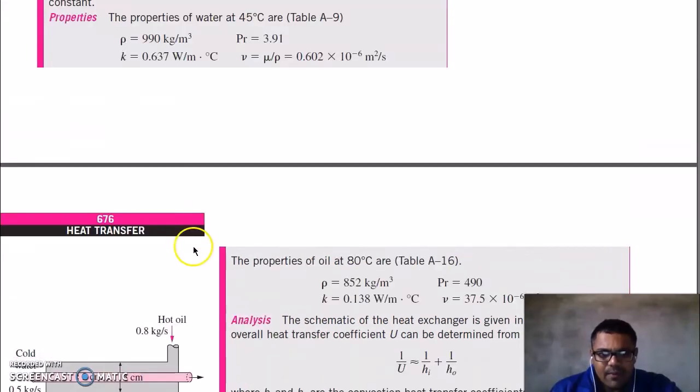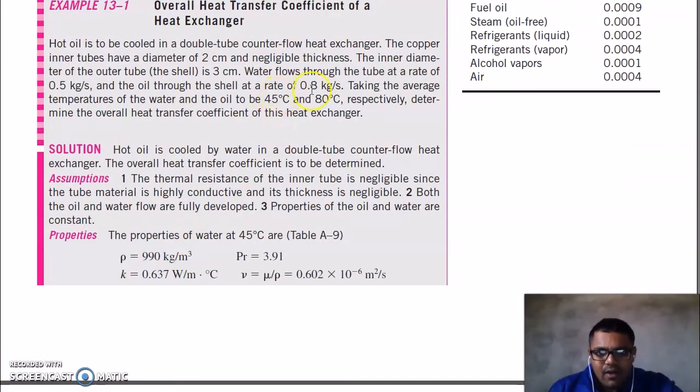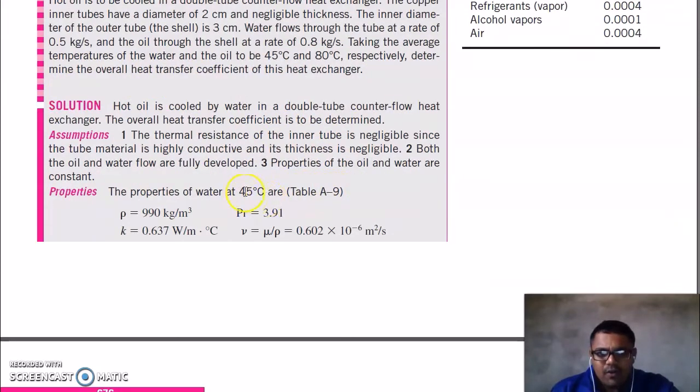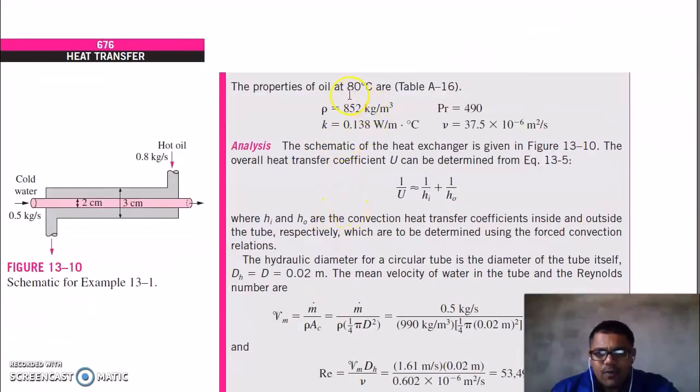The mass flow rates are given. The water flows through the tube at this rate and oil through the shell at this rate. Taking the average temperatures of water and oil to be 45 and 80 degrees respectively, determine the overall heat transfer coefficient. So the average temperatures of water and oil are given. Corresponding to this temperature, these are the properties of water, which are Prandtl number, viscosity, conductivity and density, and corresponding to 80 degrees Celsius, these are the properties of the oil.